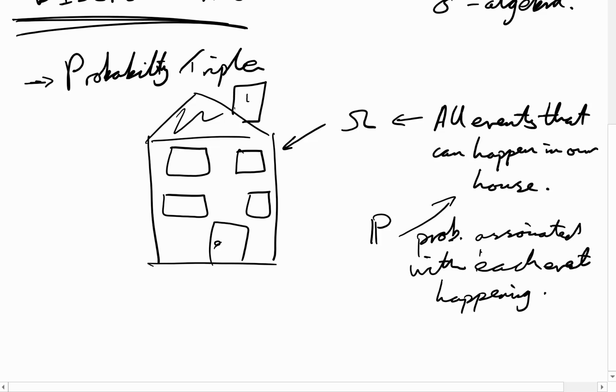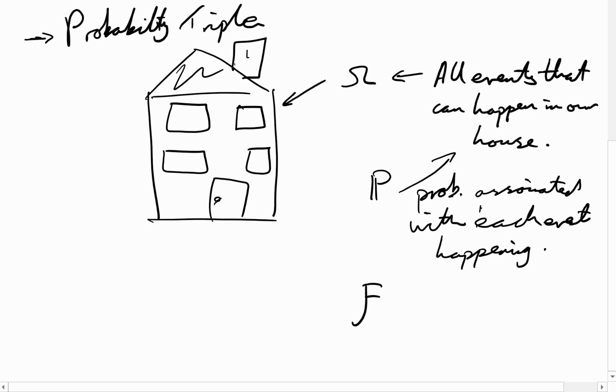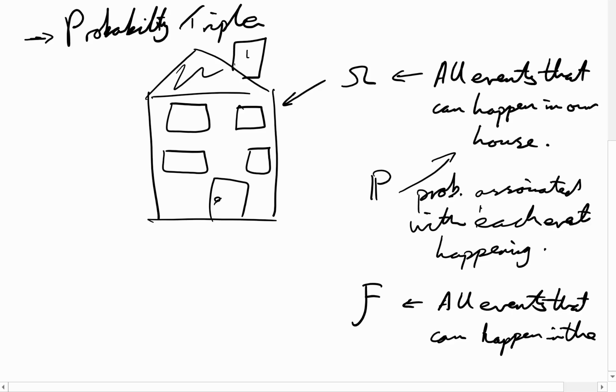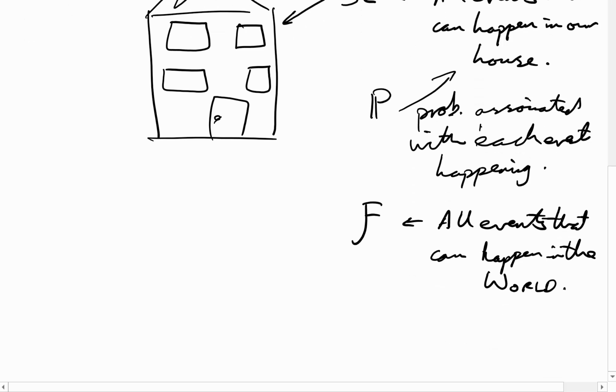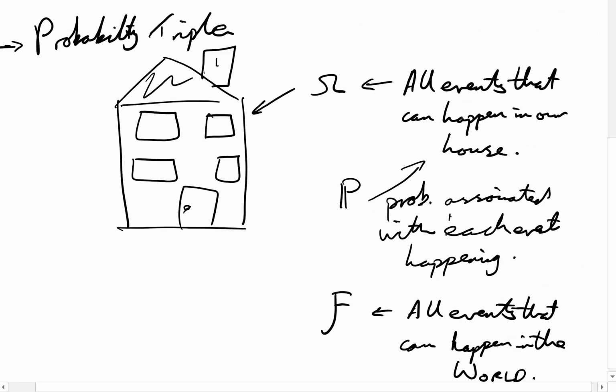Then finally, what I'm going to have as well is this thing called F, which is a collection. Essentially, it's a collection of everything which can possibly happen in the world. I'm not just talking about in the house, I'm talking about in the world. So all events that can happen in the world. F, if you like, is the world. But obviously the house is just a small little section of that world, and that's just defining all the events that can happen in the house.